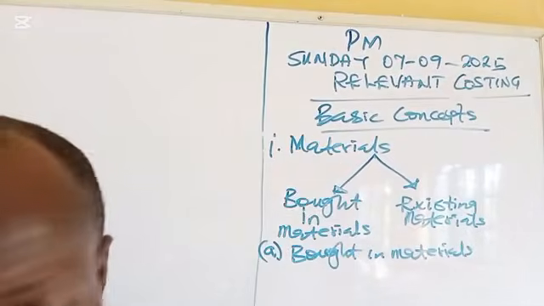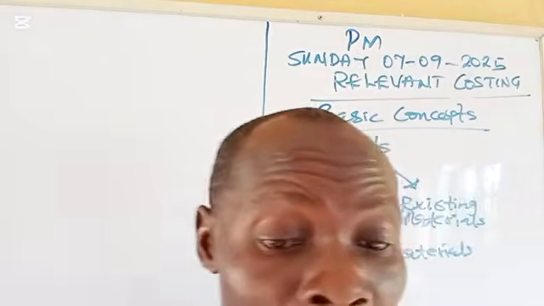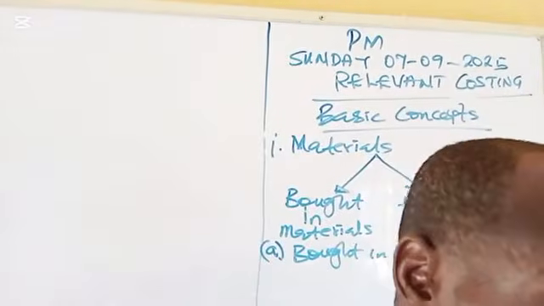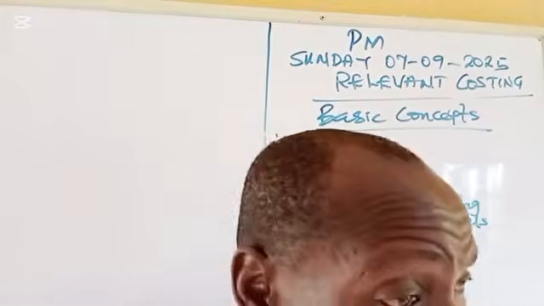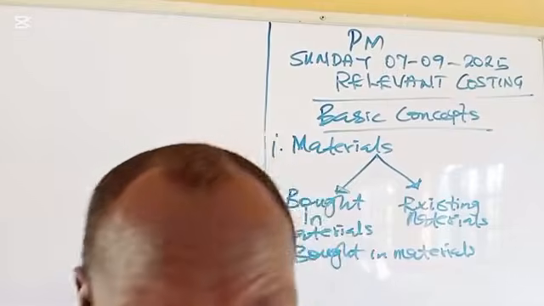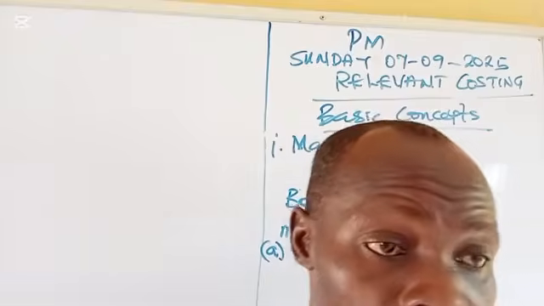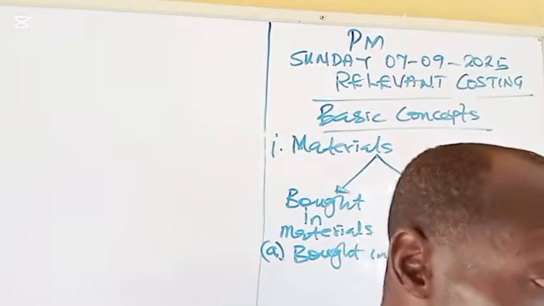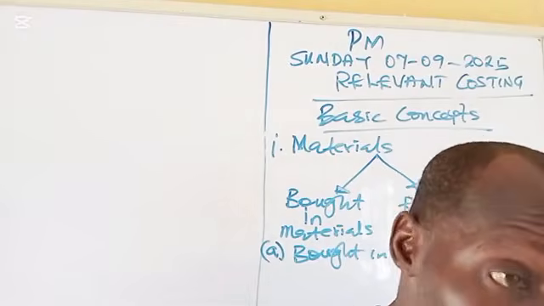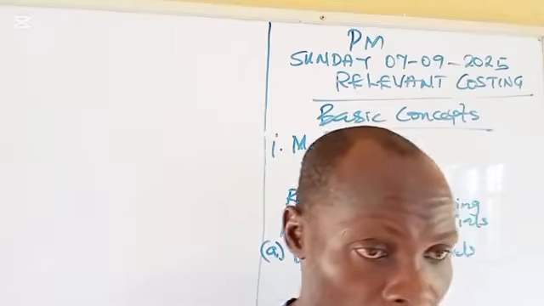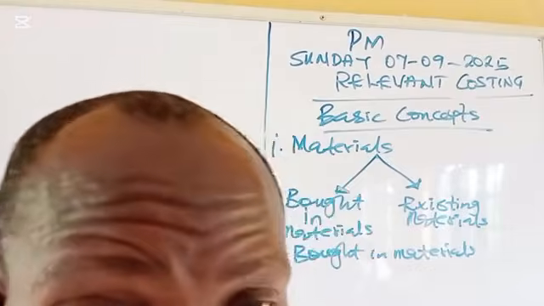If these materials are bought for the project, that means the purpose of acquiring them, why do you acquire them? Because of that project. You are incurring them for the project. That means they arise in direct consequence of that project. Therefore, it is a relevant cost of that project. So such materials, bought-in materials, are relevant.